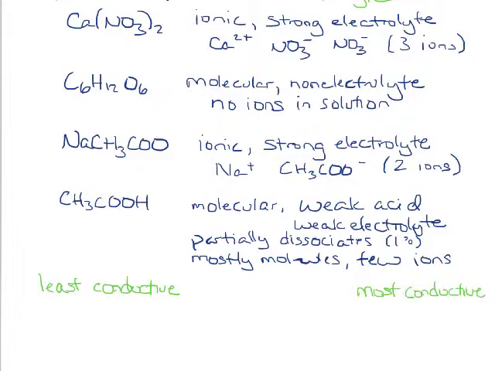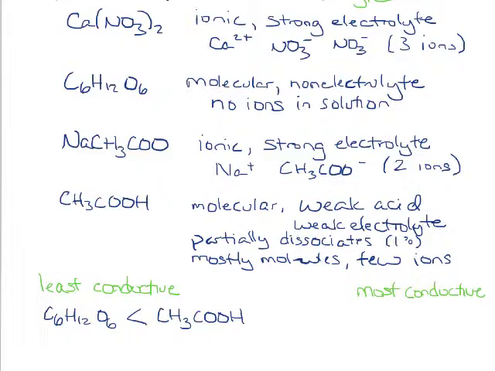And again, in order to conduct electricity, we need to have ions in the solution. So the least conductive substance is going to be the one that forms the least or no ions in solution. So that is going to be our molecular compound, our sugar. Then becoming a little bit more conductive is our weak acid, our weak electrolyte. It is still mostly molecules, but since it partially dissociates, there's going to be a little bit of conductivity. It's going to be very weak, but partially dissociated.